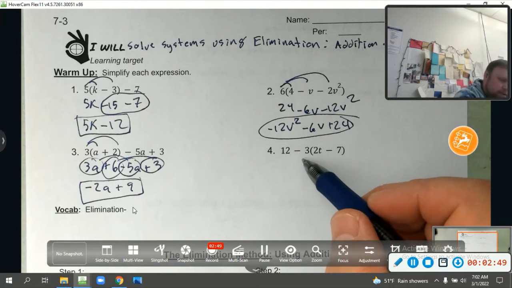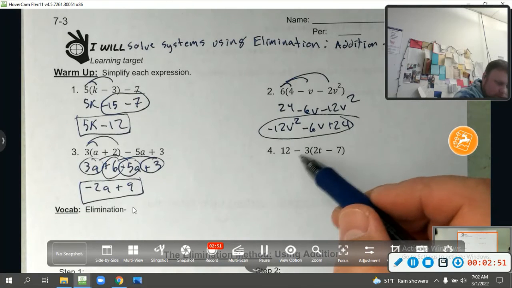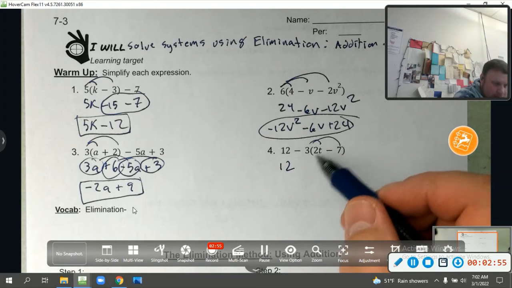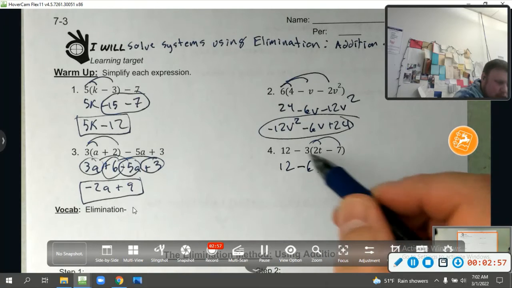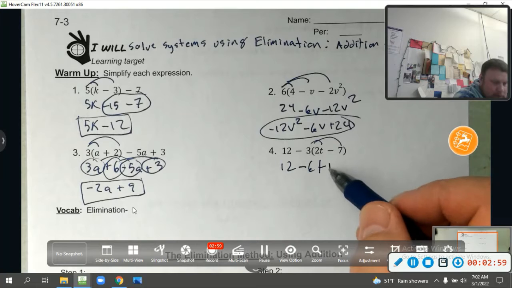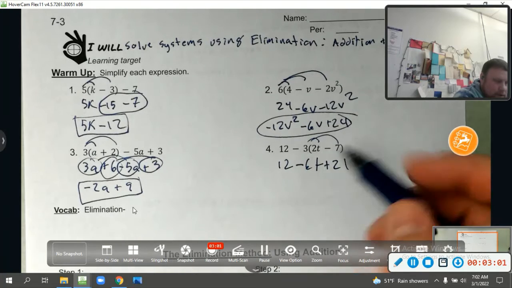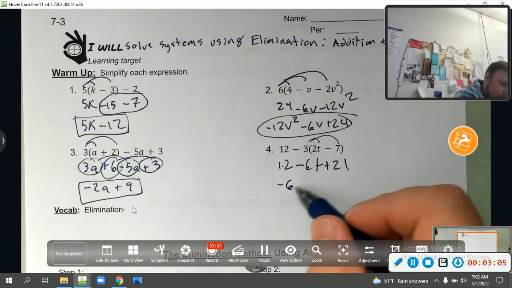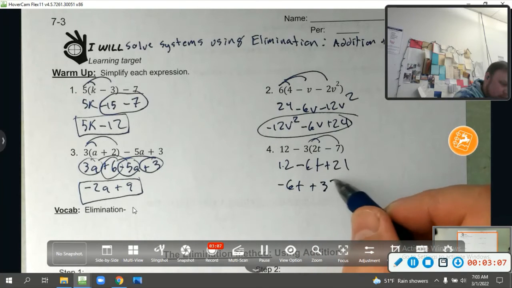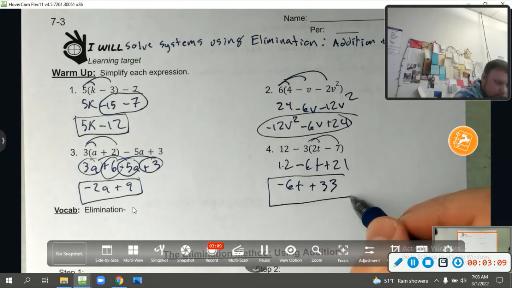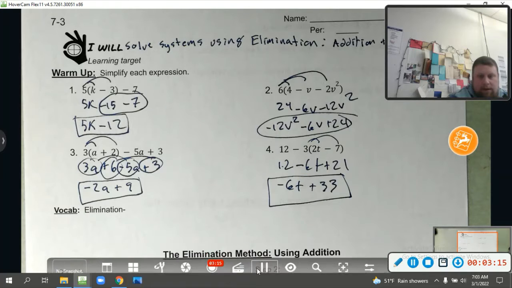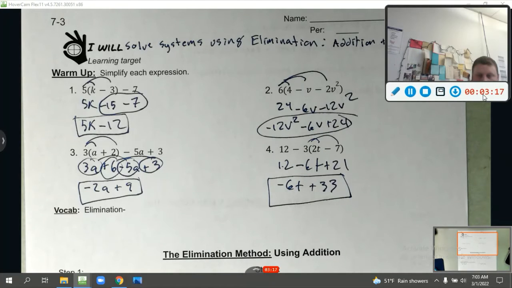And last but not least, don't forget, when we distribute, use the sign in front of it as well. So this is 12, and then negative 3 times 2t is minus 6t. Negative 3 times negative 7 is plus 21. We can combine the 12 and 21. What do we get? We get negative 6t plus 33. Awesome. Well, let's move on. Get that out of the way.